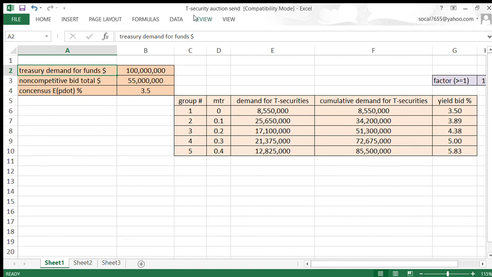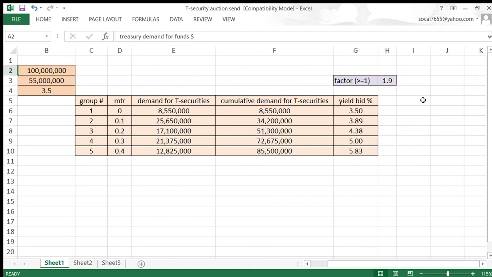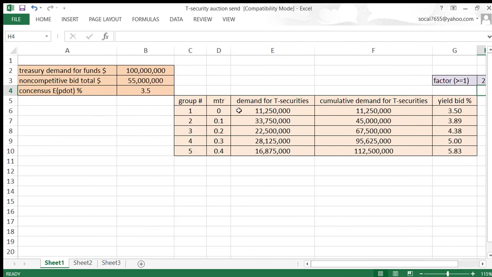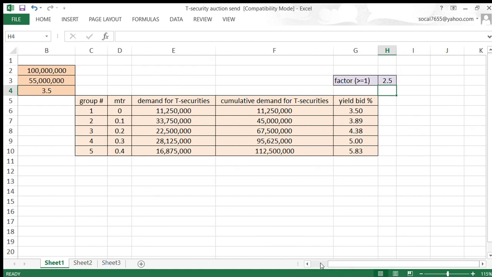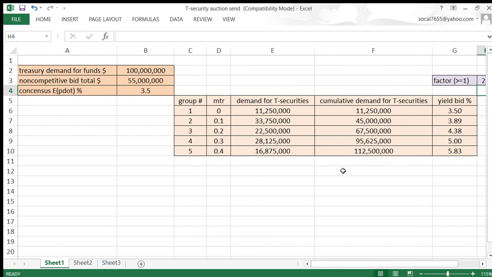You have this spreadsheet. It's titled T Security Auction Send, and there's a little thing up here I'll show you. Here you can change the factor to different values. Something changed to 2.5, and it changes these numbers, and you might want to practice what the bid would be if this were the nature of the demand interest for the auction. We'll just stick with this one. I just happened to choose that value 2.5. That means nothing. That's just meant to make the spreadsheet work. You need not be concerned with that.